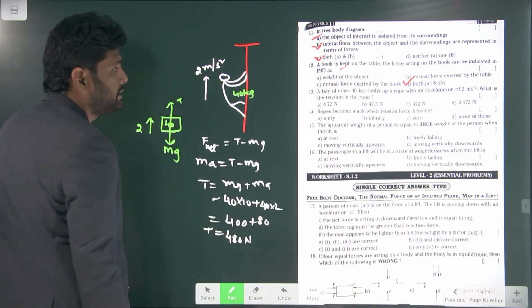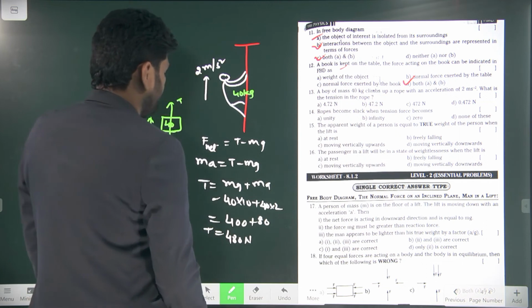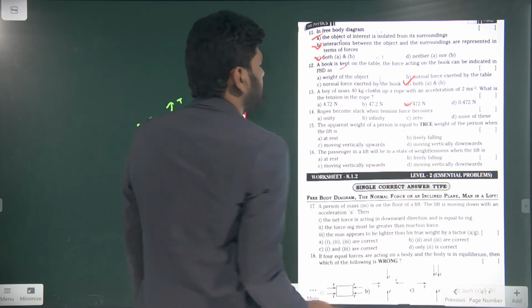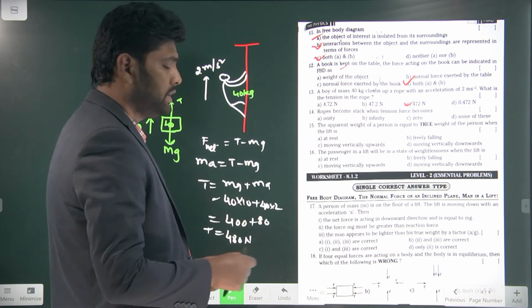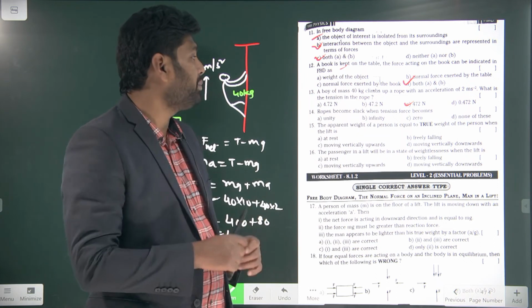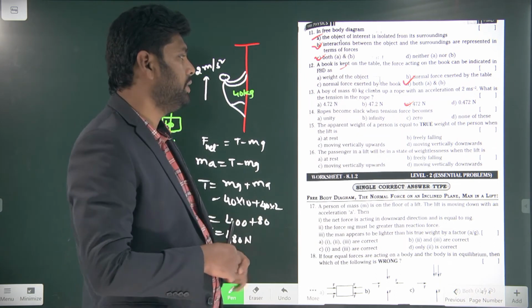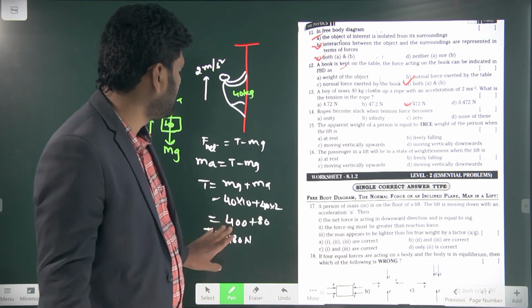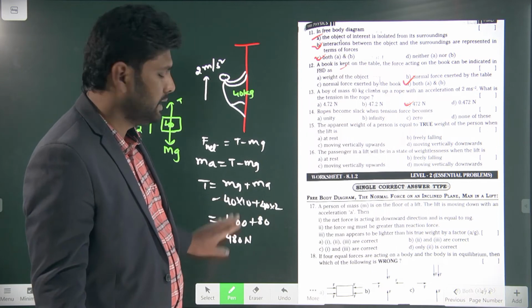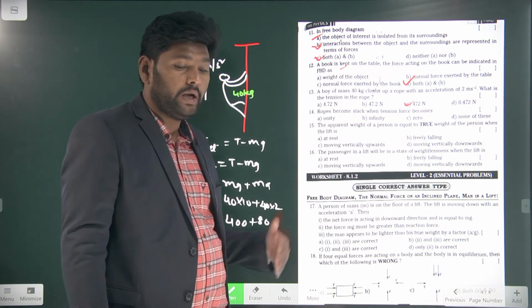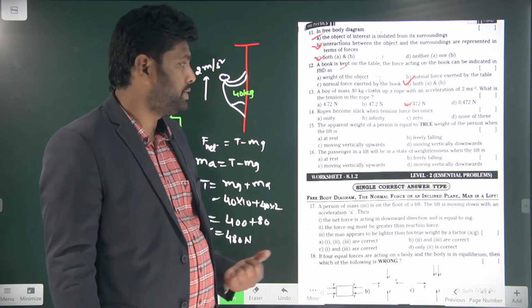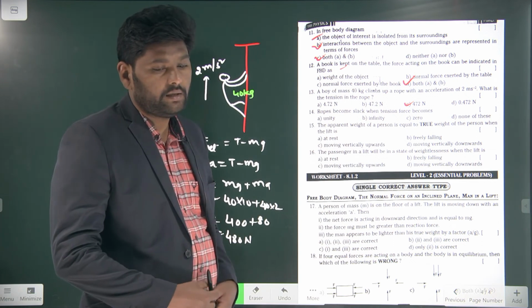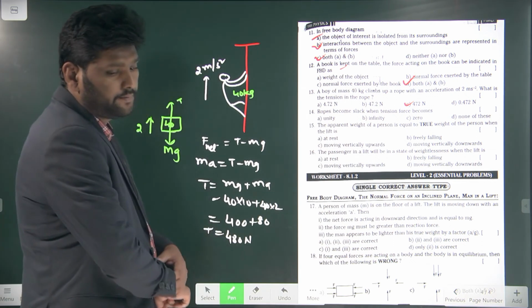So what can you write here? 480. Actually, option C is correct, because here I took the g value as 10. If you take 9.8, you will get 472 as the right answer. If you multiply with 10, you get 480; if you multiply with the g value as 9.8, you get 472 Newton. Understand? Better note down this solution.